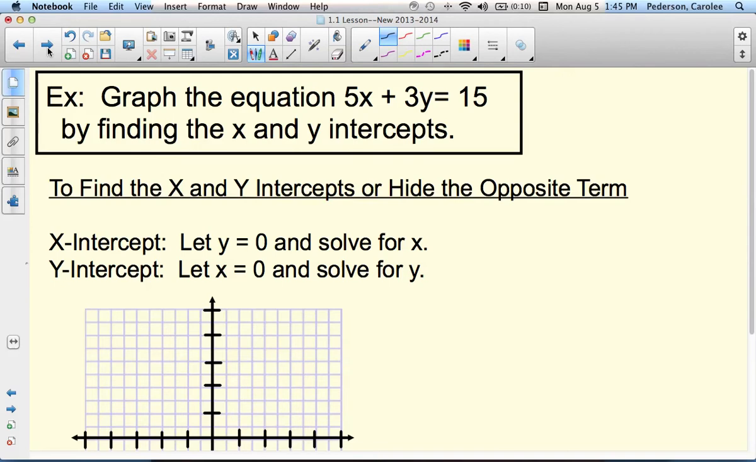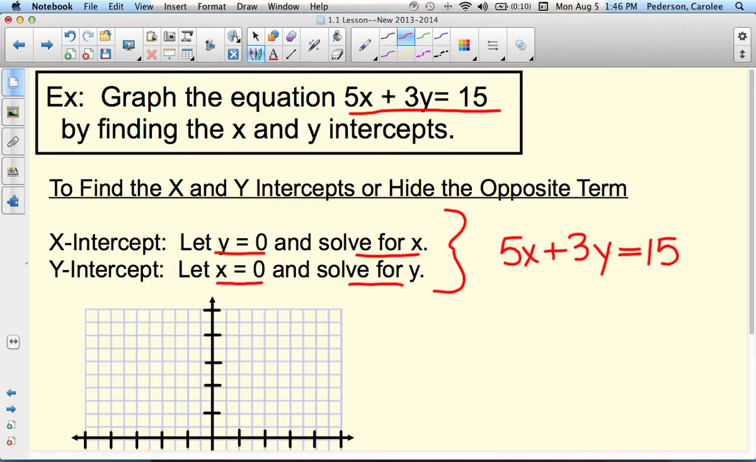The second thing in this video is to graph a linear equation by finding the x and the y-intercepts. Here's our equation, 5x plus 3y equals 15. The x and y-intercepts are where the line touches the x and y-axes. Here are the rules to find them. To find the x-intercept, we let y equal 0 and solve for x. To find the y-intercept, do the opposite: let x equal 0 and then solve for y. I'm going to rewrite this equation here: 5x plus 3y equals 15.